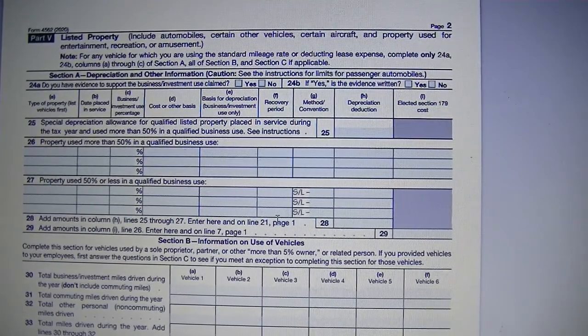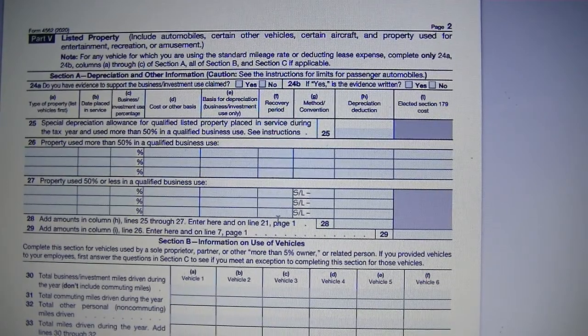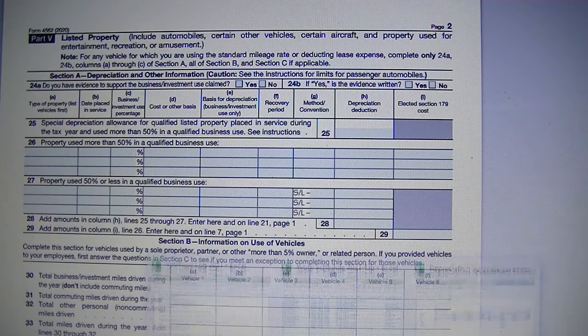Good morning. 2020 Form 4562 Depreciation and Amortization. How to depreciate a car you use for more than 50% in your business.